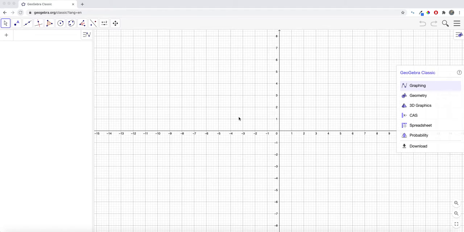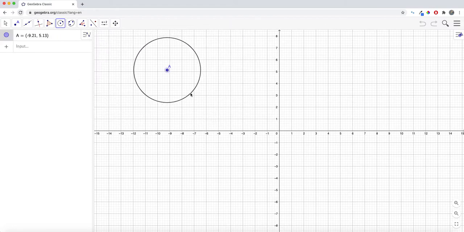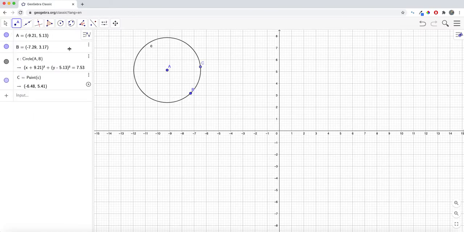Hey math kids, today we're going to go over some of the theorems on your assignment, and they all deal with circles. So we're going to start by drawing a circle, and the first one wants us to pick a couple points on the circle and draw a segment to the center. So we have a couple radii right here.